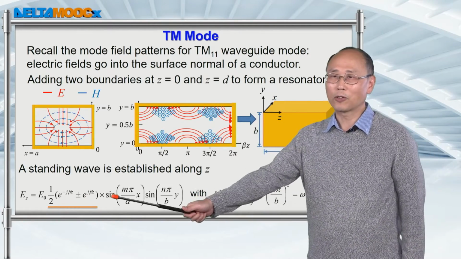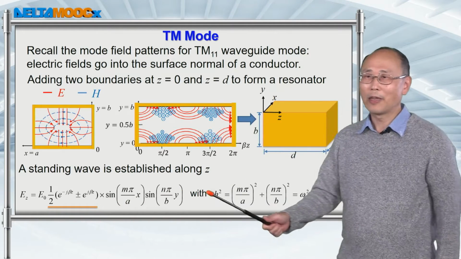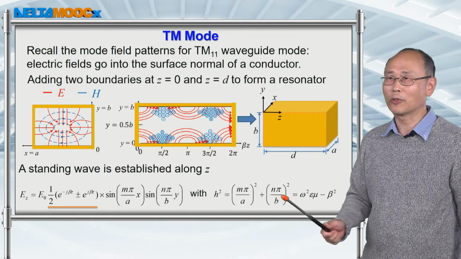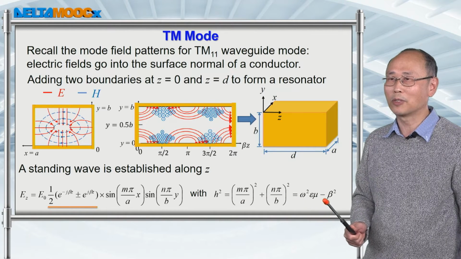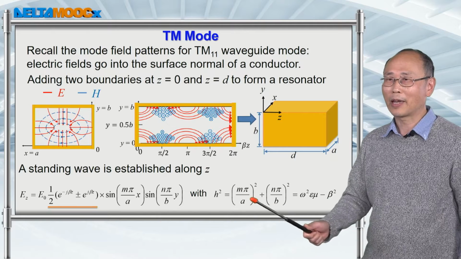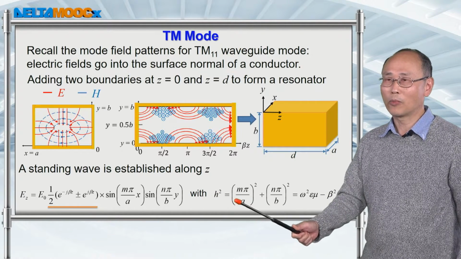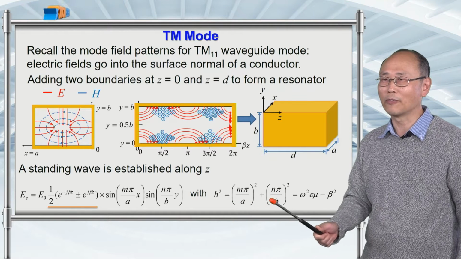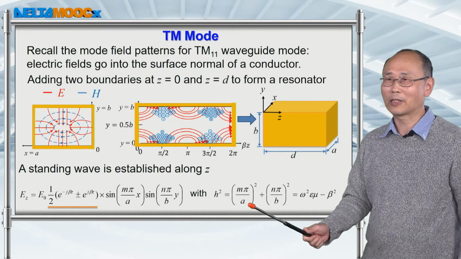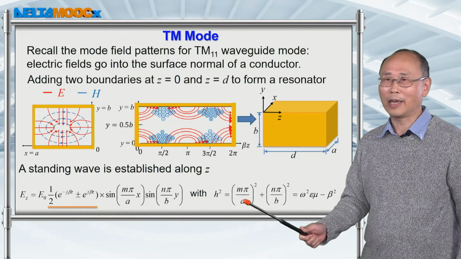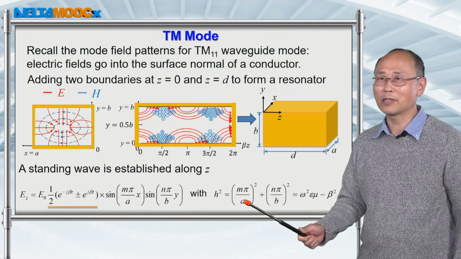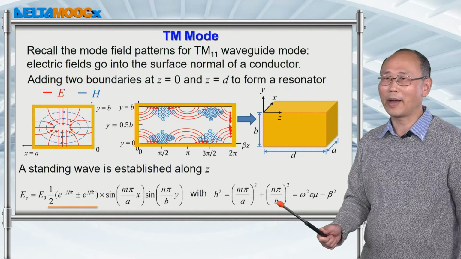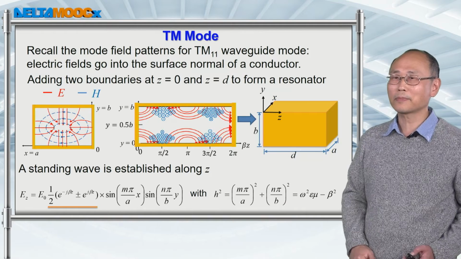But don't forget that when we write down this solution, there's a dispersion relationship that is h squared equal to omega squared epsilon mu minus beta squared. And this h squared was already determined from the waveguide analysis to be the sum of these two values. And this is basically the kx constant along the X direction, and this is ky along the Y direction.